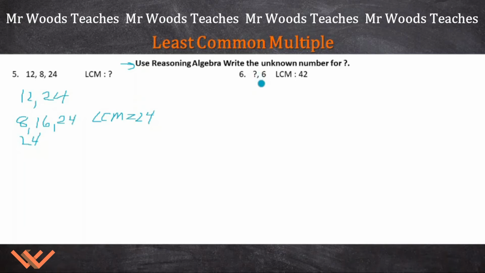We have something different over here. We have this question mark here. So instead of a question mark, I like using X. I have X and 6, and I'm trying to find X. I have an LCM equal to 42. Now, what I could do is just be rapid. Just say 42 and 6, and I know that 6 times 7 is 42. I can just plug that in and just do it that way.